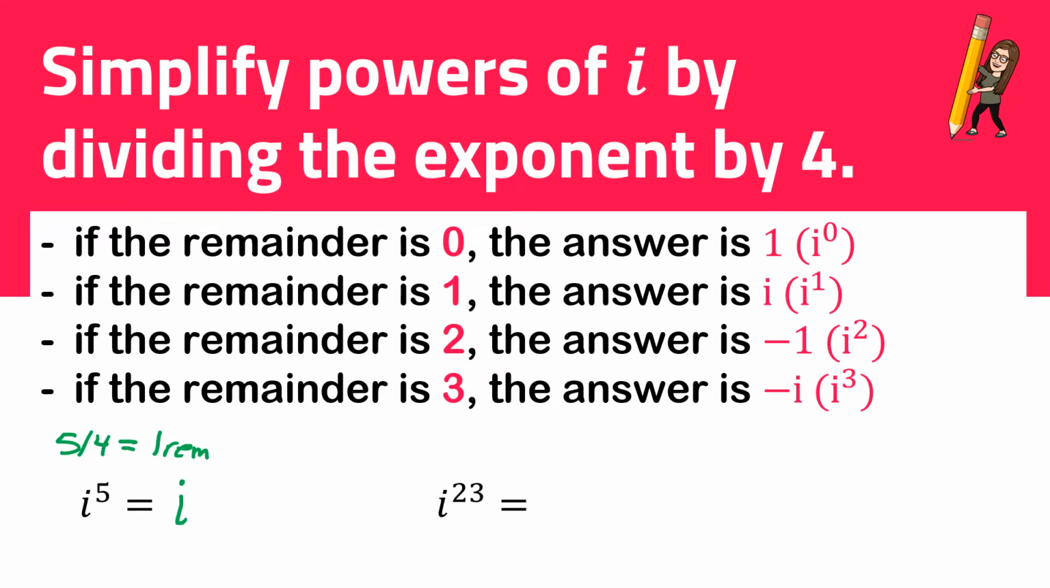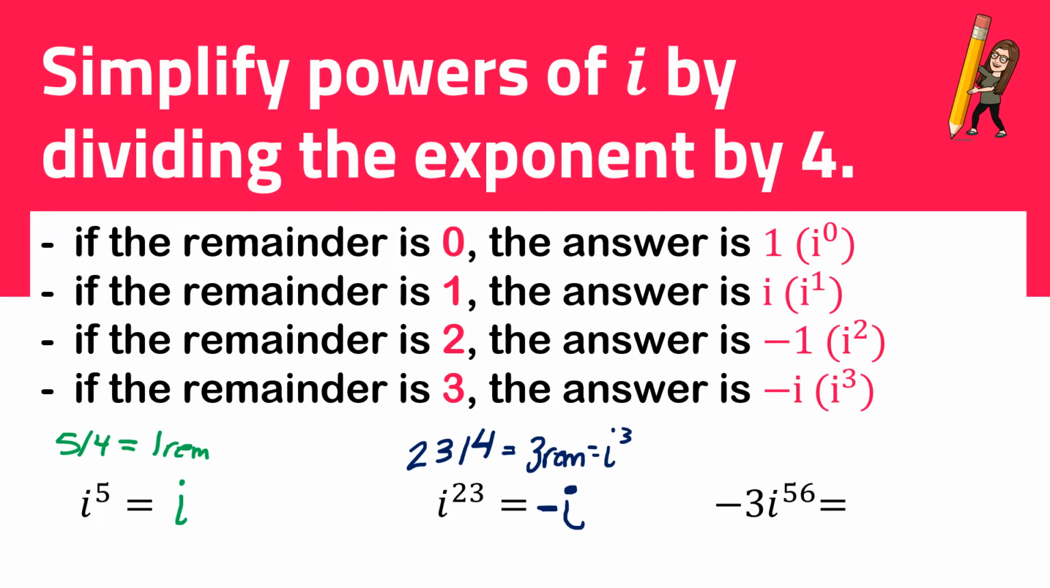Let's try another one, 23. How many times does 4 fit into 23? Well, I can get to 20, and then after 20, I'd have a 3 remainder. So a 3 remainder is like saying i to the third. Well, i to the third is negative i. Let's try another one.